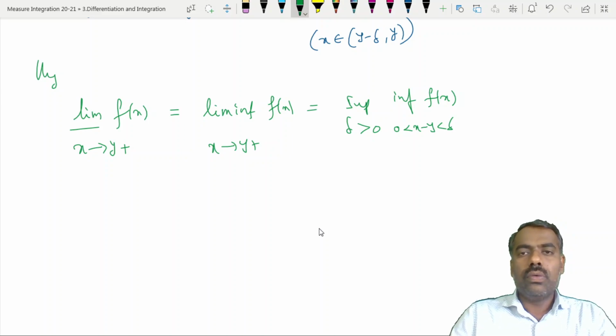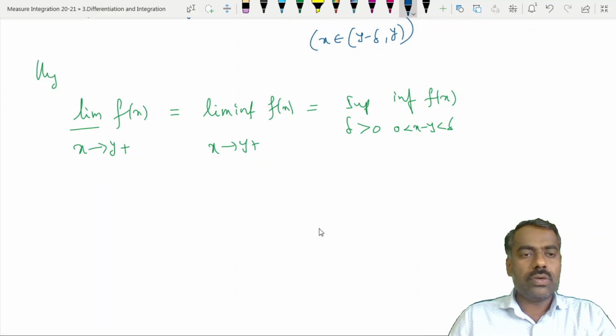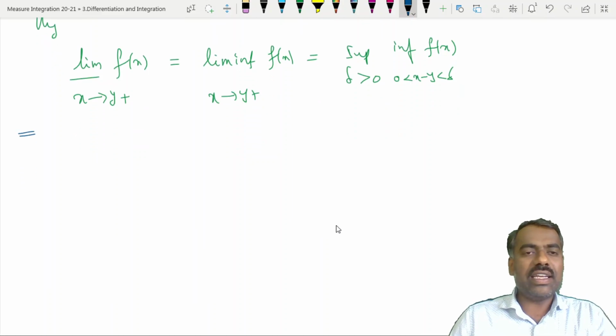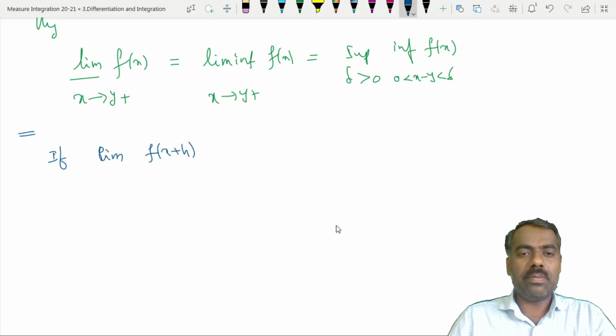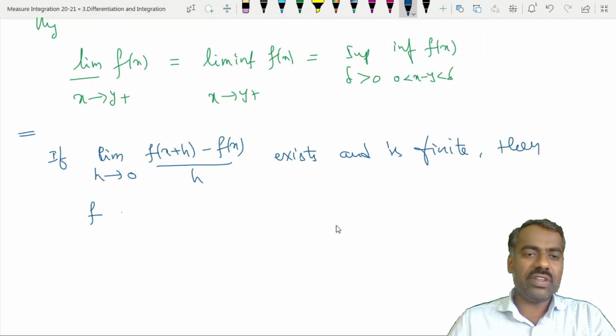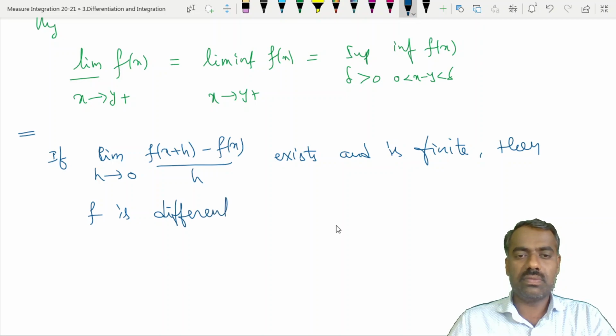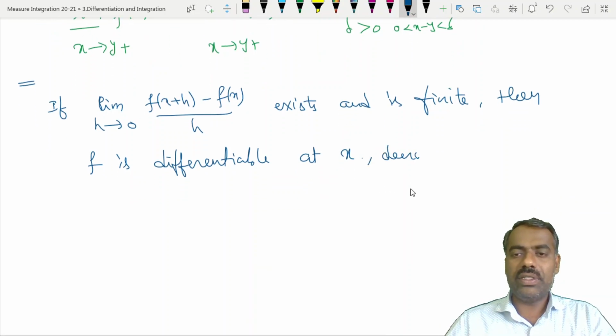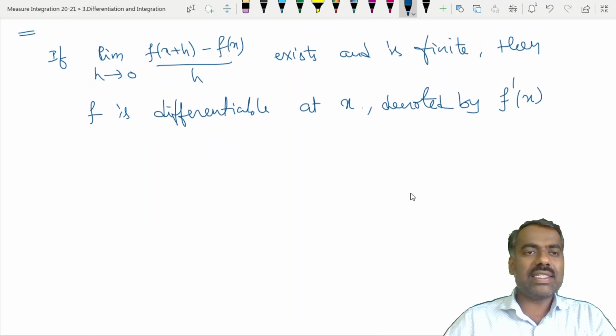Now we know something about derivatives. We'll recall that we say f is differentiable at x if the limit of f of x plus h minus f of x upon h as h tending to 0 exists and is finite, then we say that f is differentiable at x, and we denote this by f dash of x.